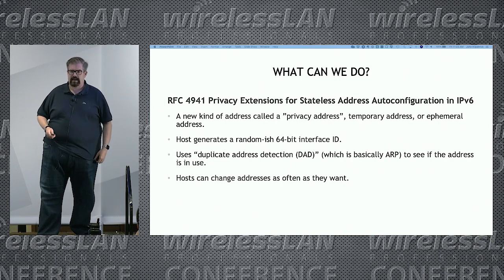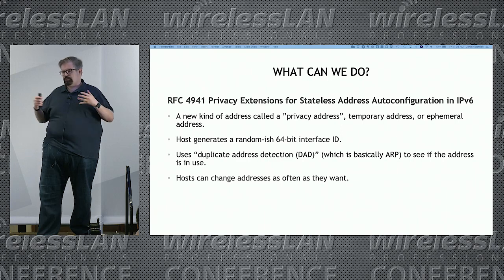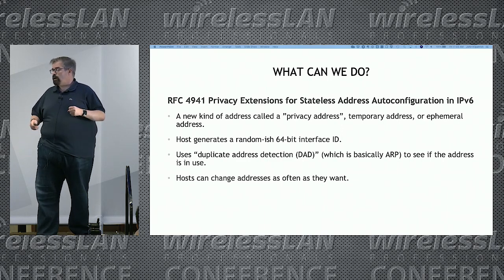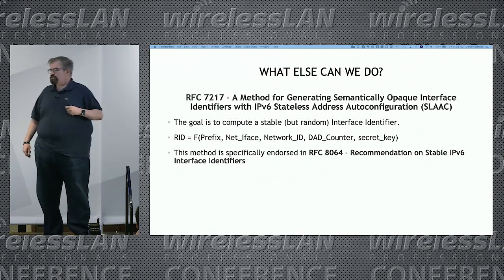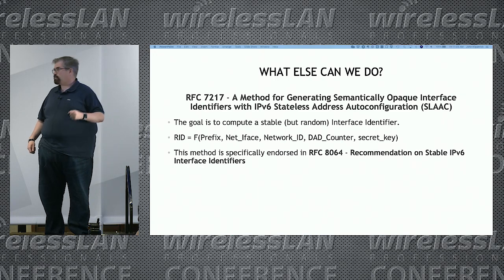Every platform I've tested handles neighbor solicitation and duplicate address detection correctly, but it still happens pretty frequently, and your address can change. So because of that and that instability, they came up with another method, and this is like the worst RFC name ever.